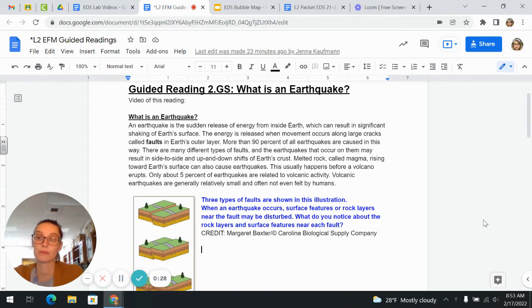Melted rock called magma rising towards Earth's surface can also cause earthquakes. This usually happens before a volcano erupts. Only about 5% of earthquakes are related to volcanic activity. Volcanic earthquakes are generally relatively small and often not even felt by humans.